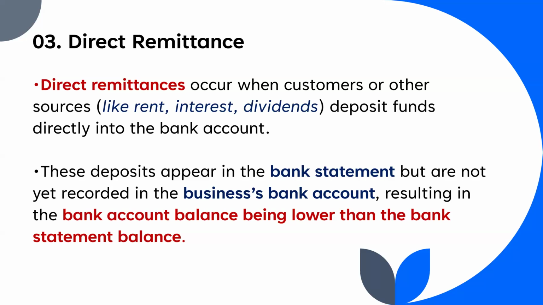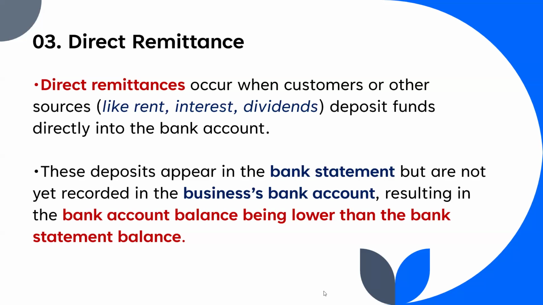All right, so this is what we call the dividend. Dividend income is directly deposited to your bank account, or the interest income, or maybe the rent income, and you're not aware of it. This is what we call direct remittance: the funds that are directly deposited to your bank account. Since it is directly deposited, the bank will realize it. So in the bank statement this will appear, but in your bank account, you're not writing that down.